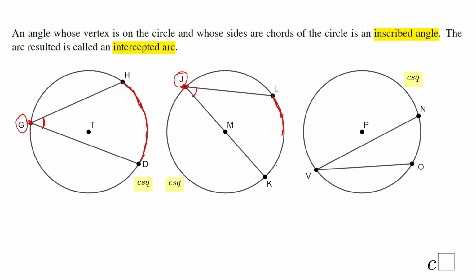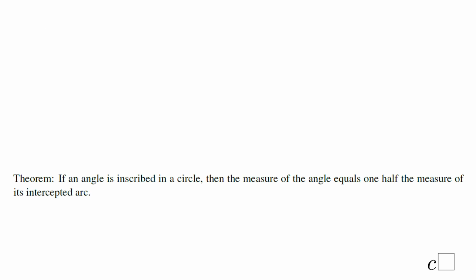Now you notice here, one of the chords is the diameter JK. And in the last picture we have another angle, and this is the intercept arc. So the inscribed angle is V and the intercept arc is NO. Now you have kind of all the possible choices for an inscribed angle.